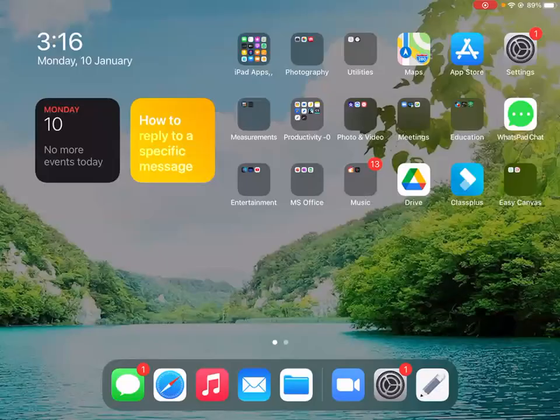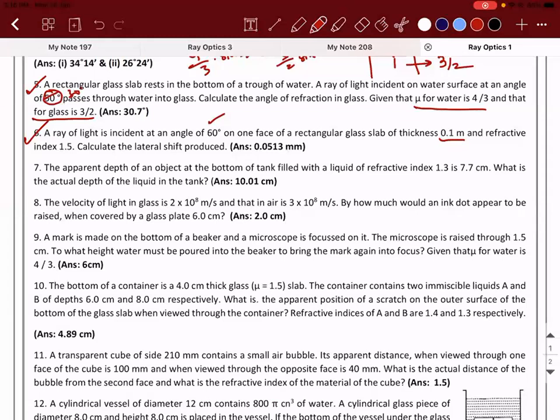So there is a ray of light which is just incident at an angle of 60 degrees on one face of a rectangular glass slab of thickness 0.1 meter. The refractive index is 1.3. Calculate the lateral shift produced. Just give me a minute. I'll try to connect it to an alternate device. You guys try solving this problem, sixth one.